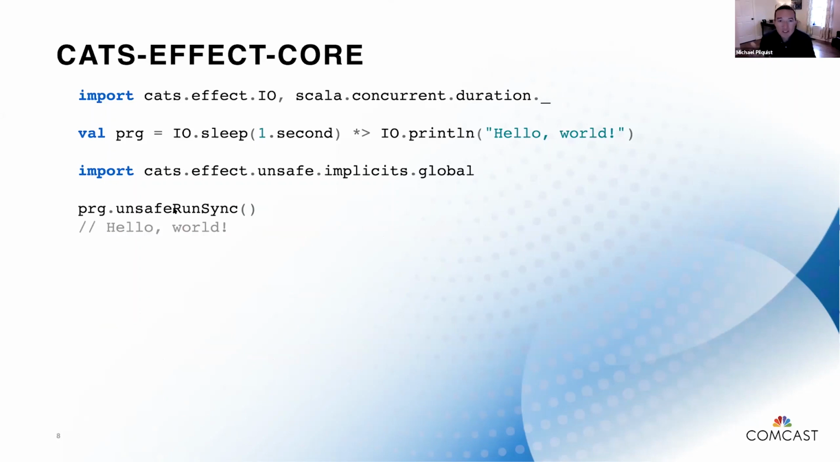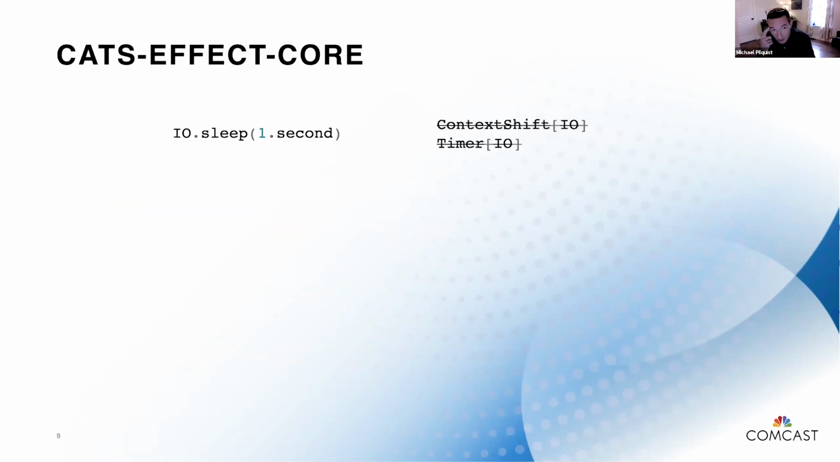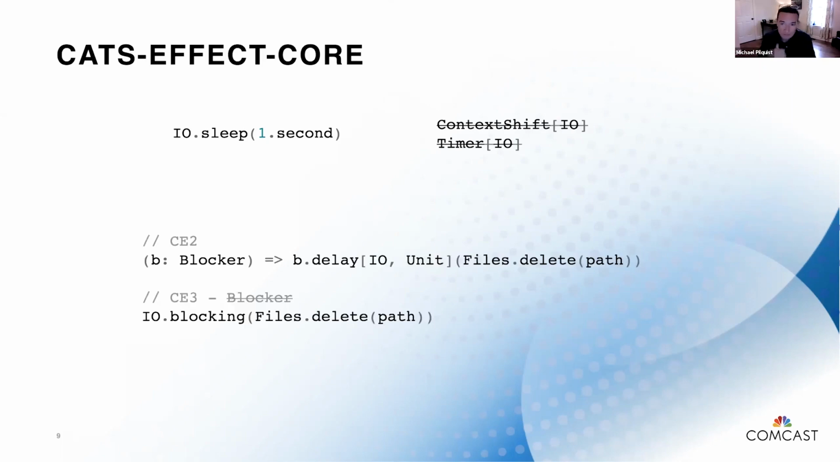So I think what's interesting about this example is maybe not what's here on the slide, but what's not here. In particular, if we look at that call to io.sleep, and if you've used Cats Effect 2, you'll notice we didn't need to define any implicits. We didn't need this ContextShift of IO or this Timer of IO, both of which we would have needed in Cats Effect 2. And furthermore, we don't see it in that example, but this whole notion of blockers is gone.